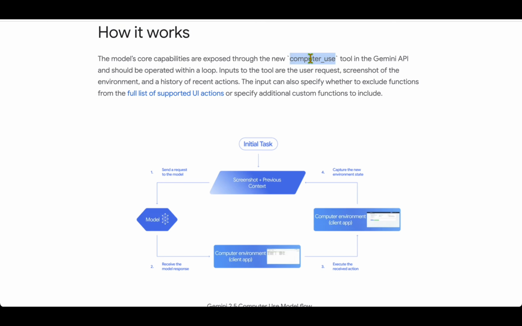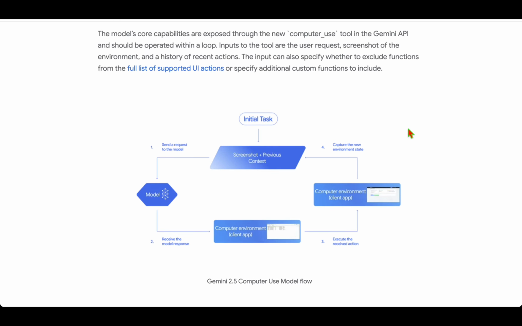It works using the computer use tool, which is now part of the Gemini API, and it should be operated with a loop. When they say with a loop, all that we have to do is write a loop that implements this: you have an initial task and you start with the screenshot and the previous context, probably by providing a prompt, and then we send that as a request to the model, and the model processes the request, comes up with a response, of course, and then it goes to a computer environment, which is the client application.